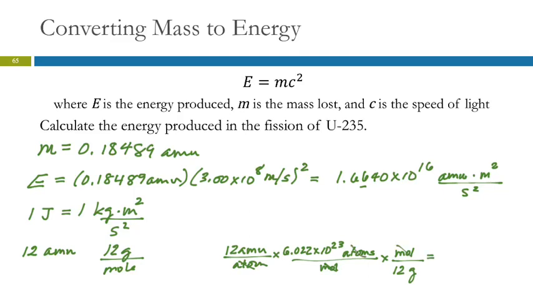And now we've got atomic mass units related to grams. The 12s cancel out, don't they? So we get Avogadro's number of atomic mass units equivalent to 1 gram. It's not an accident. That was set up that way. So can we convert atomic mass units to kilograms? Sure we can.